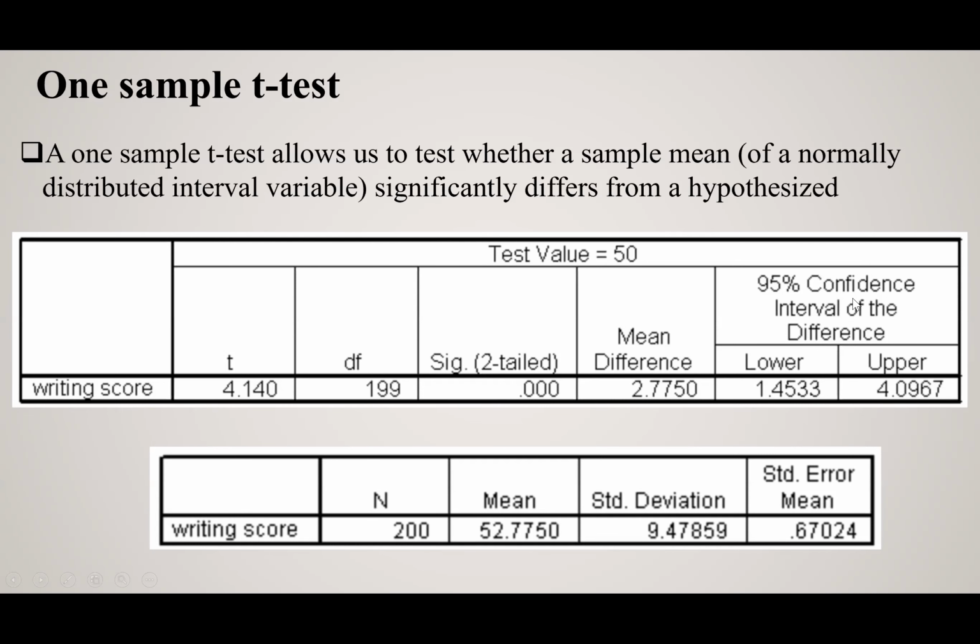The confidence interval is how confident you are that the hypothesized mean is actually equal to the actual mean. So I will be 95% confident if the value of the hypothesized mean is between 1.4 and 4. So I will be 95% confident that this range of the hypothesized mean is equal to the actual mean. That's what we call the confidence interval: how confident you are between this and that value.